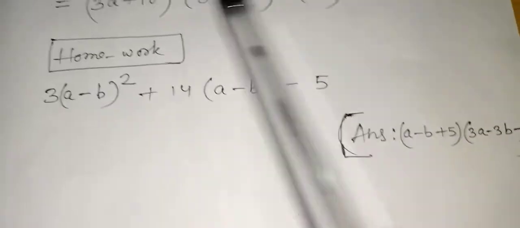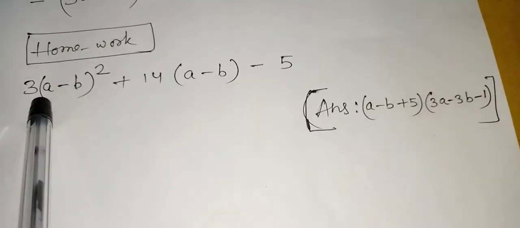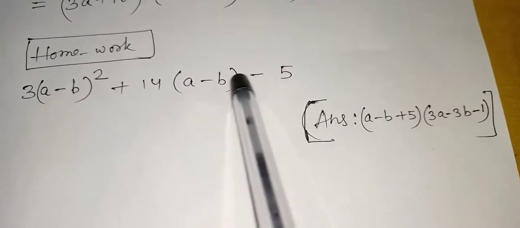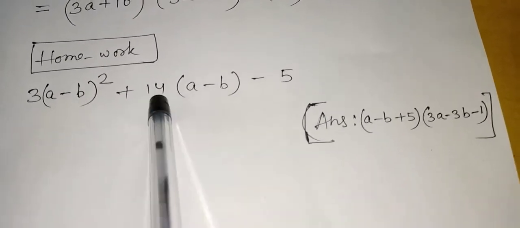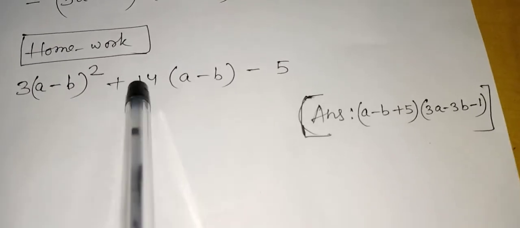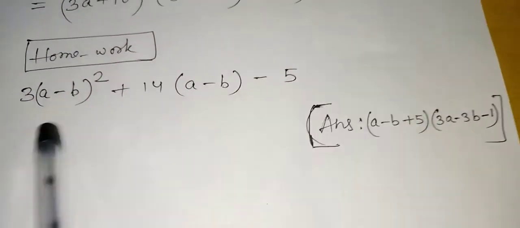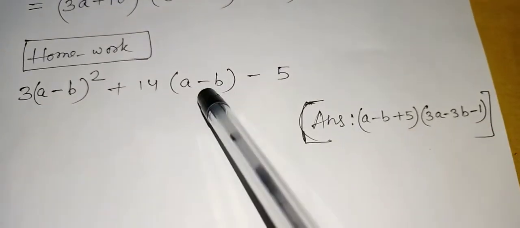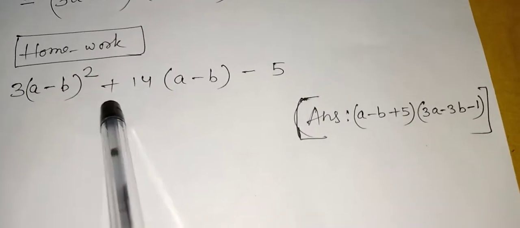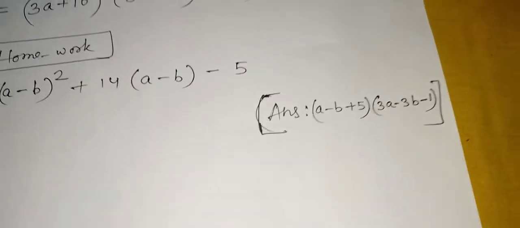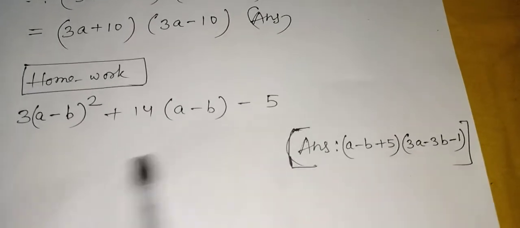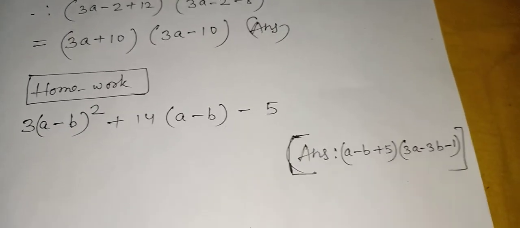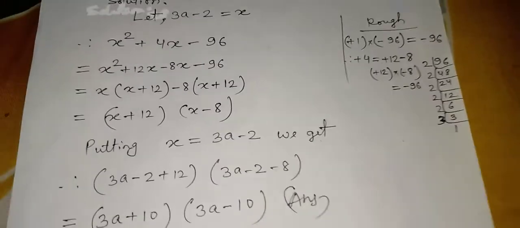A very similar question I have given you as homework, children. You can see 3 bracket a minus b square plus 14 bracket a minus b minus 5. What you do is write, let a minus b be x. Your result will be 3x square plus 14x minus 5. Then you do middle term splitting, and later again you write x equal to a minus b and get the answer. So learn from today's explanation and try to do this question as homework, and you can check my last video also to understand things more properly.